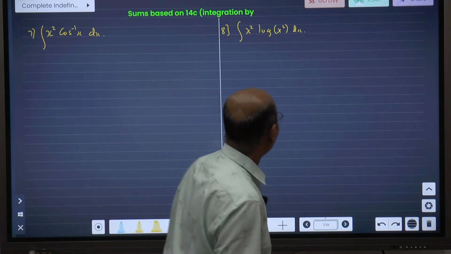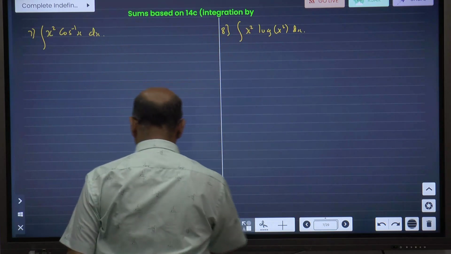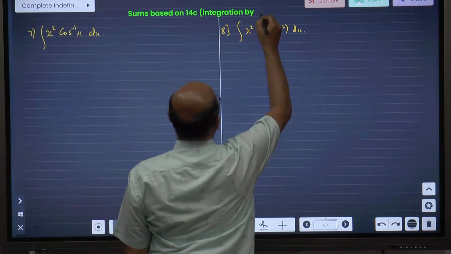Okay? Now let us take the next question. Here it is 14c, that is integration by parts. So here also I am missing something, by parts.